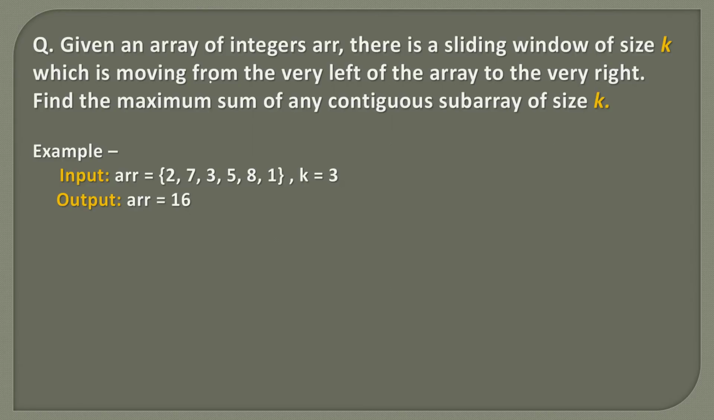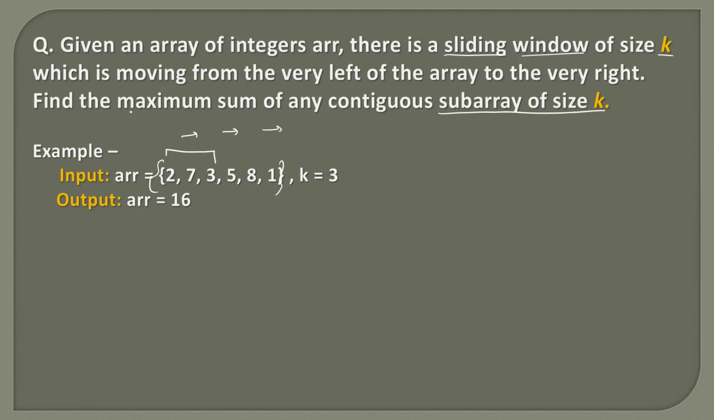So here in this problem we are given an array of integers like this and we are given a value of k which is an integer value. Now this k value you can treat as a sliding window of size k. This sliding window is moving from the very left of the array to the very right, one position at a time. So at the start, if the value of k is 3, it means the sliding window takes in the first 3 elements, and these 3 elements also form a subarray of size k.